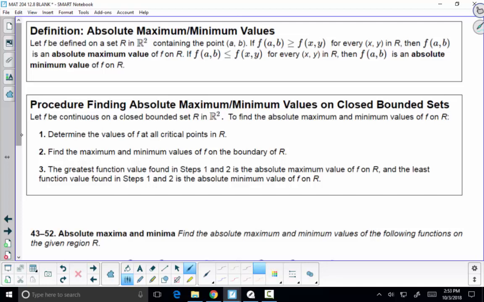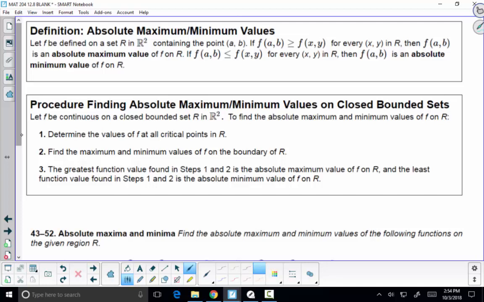Okay, so if your domain is closed and bounded, you will have an absolute max and an absolute min. If your domain is open, you may or may not, depending on what's going on. So keep that in mind. The definition of absolute max just says that we have a max if that z value is greater than or equal to all surrounding z values.